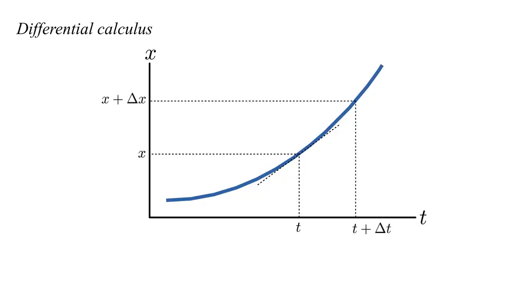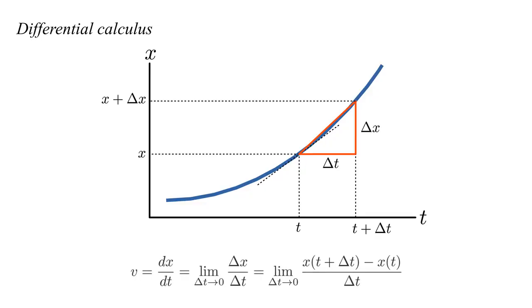To determine the velocity, we consider position at times t and t plus delta t. Call the position at the later time x plus delta x. In delta t seconds, position changes by delta x meters. So the average velocity over this interval is the slope of the orange triangle's hypotenuse, delta x over delta t. The instantaneous velocity at time t, which we write as dx over dt, is the limit as the interval delta t shrinks to zero of the average velocity delta x over delta t.